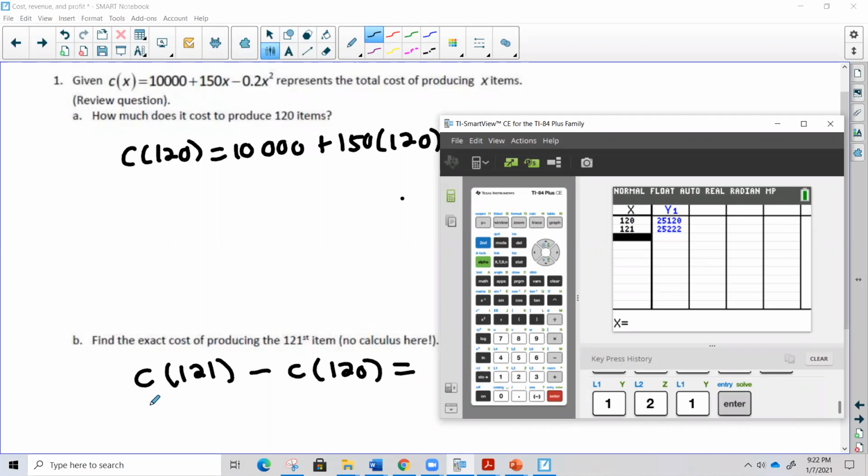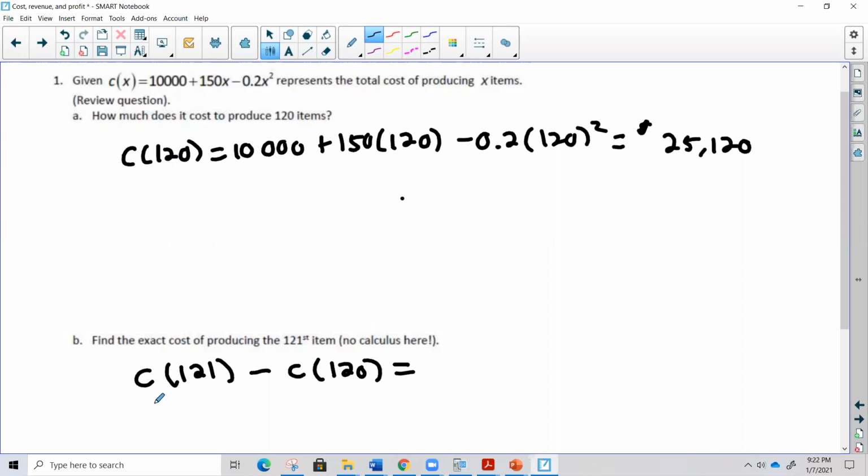And so that gives me 25,222. And then I'm going to subtract the 120, which is what we got in A, which is 25,120. Subtract those two. Okay, and that gives me $102. And so that is the cost of producing the 121st item.